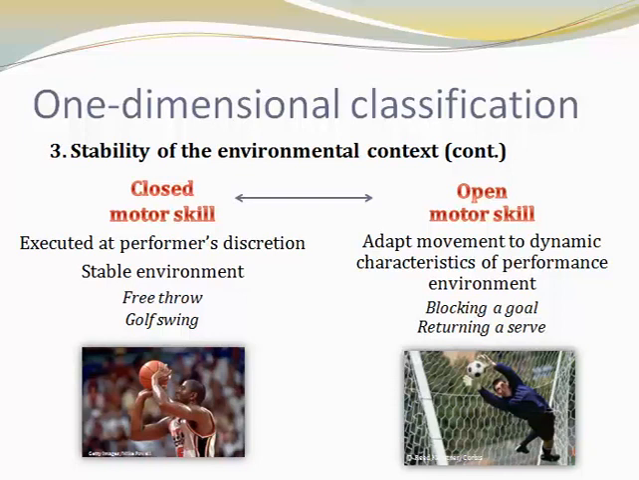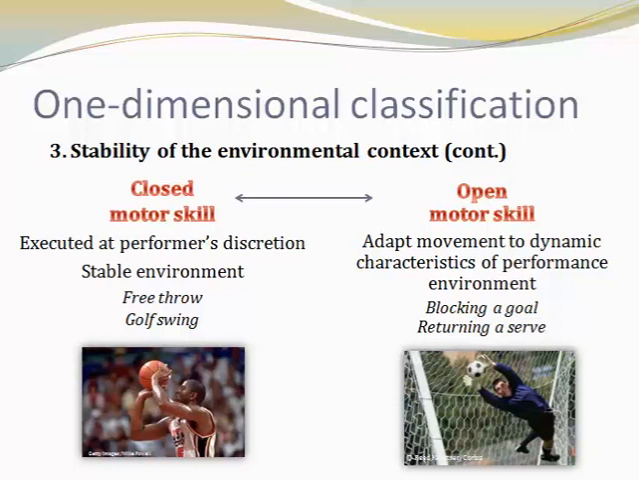So something like a free throw. The environmental conditions stay exactly the same every time you perform a free throw. The basket is the same size, the ball is the same size, the distance from the basket is the same. There's going to be most likely some individual variation in how the motor skill is performed, but with regard to the environment specifically, there are no changes, which is what this category is referring to.